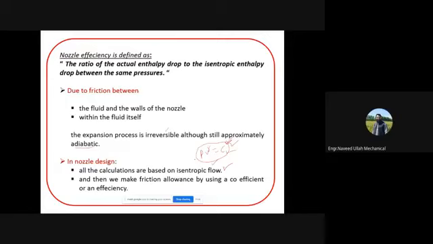Okay, and that is a valid assumption, because I told you that this friction loss, and due to this friction it causes irreversibilities, that friction and that loss and gain of heat is very, very small and negligible. So that is a valid assumption. But even if you want to make the calculation more precise, yes, you can take those things into account, and then we make a friction allowance by using the coefficient and efficiency.